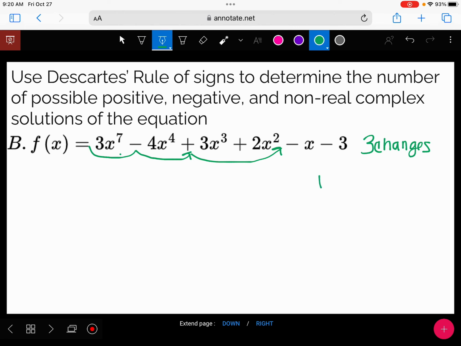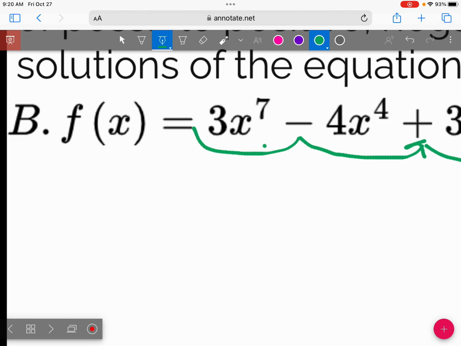Which means our positive roots, how many could we have? 3 or 1. We're going to have at least 1 positive real root, but at most 3 positive real roots. So then we're going to substitute in that opposite of x.